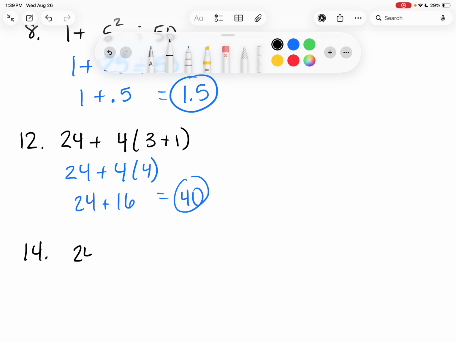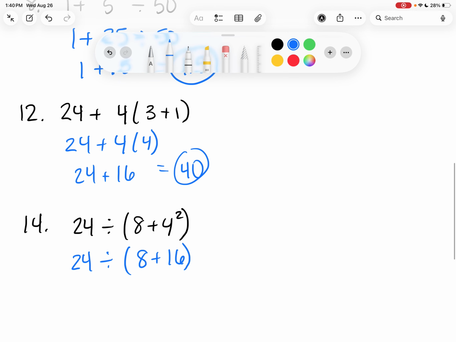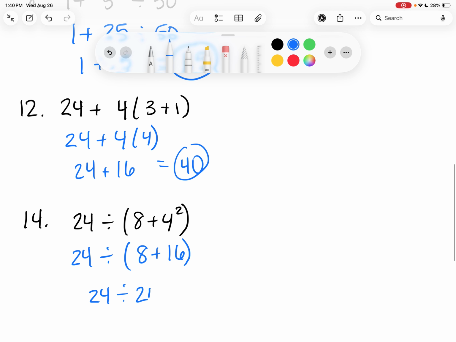24 divided by, in parentheses, 8 plus 4 squared. Parentheses first. So now within the parentheses then, what do I do first? Yep, so we always are going to look first inside of the parentheses, and then we'll go from there inside the parentheses. What's the next step in the order of operations? So we'll do the exponent. So I've got 24 divided by parentheses 8 plus 16. So then 8 plus 16, that's still in parentheses, so I do that next. So I've got 24 divided by 24, which is 1.